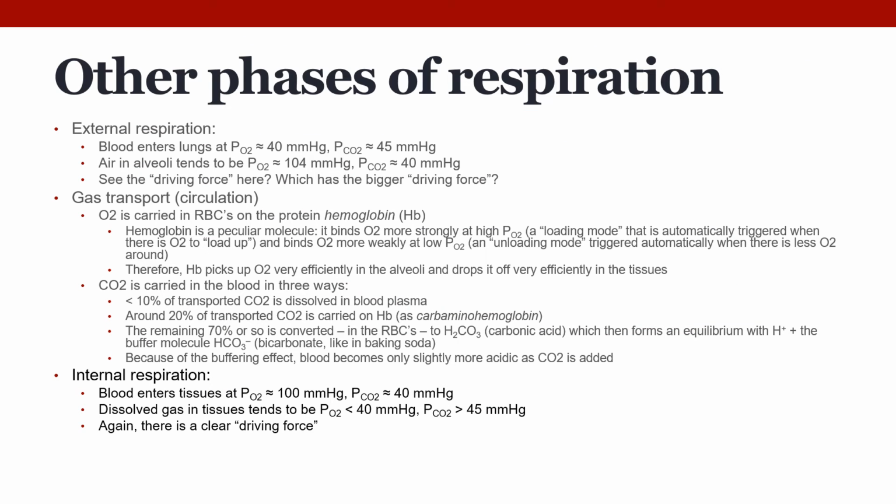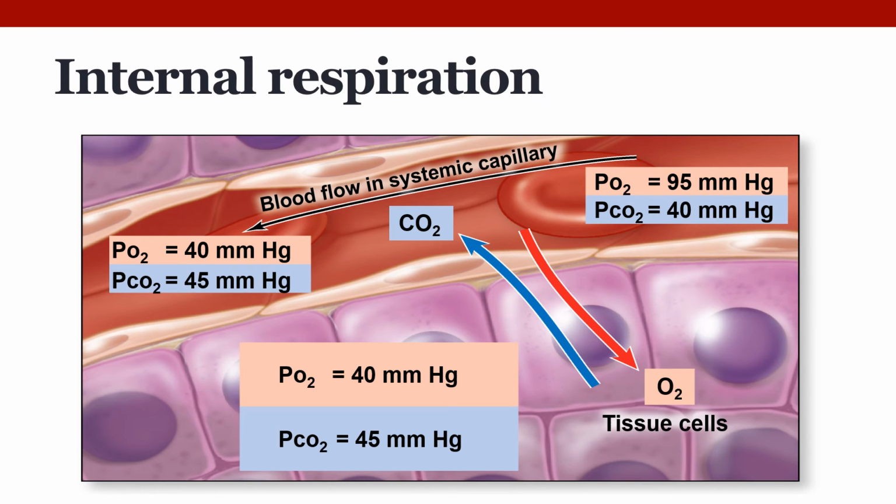Okay. Finally, internal respiration takes place in our tissues, where oxygen, as we noted before, is being carried around in the blood at about 100 millimeters of mercury. CO2 is being carried around in the blood at about 40 millimeters of mercury. And the gas in the tissues tends to be 40 of oxygen, 45 of CO2. So let's see how that works.